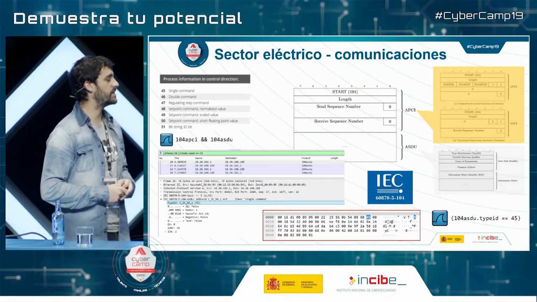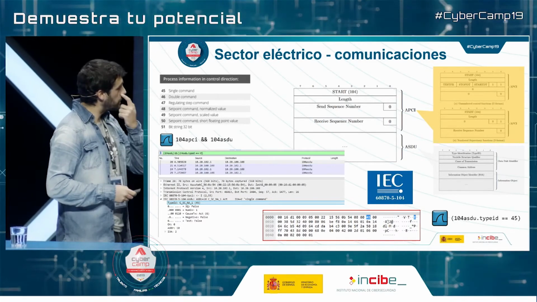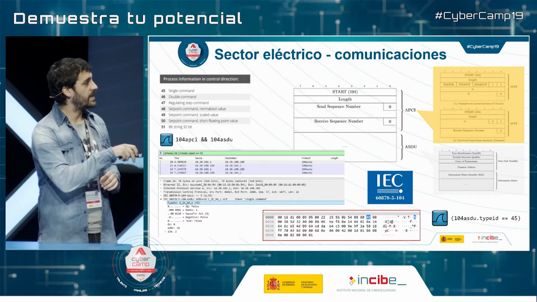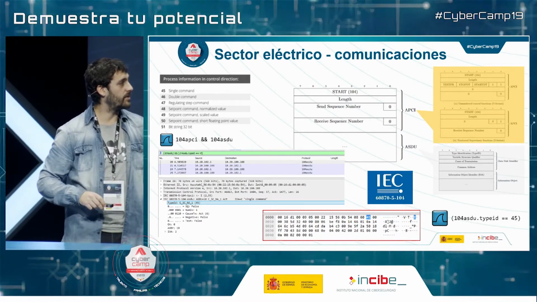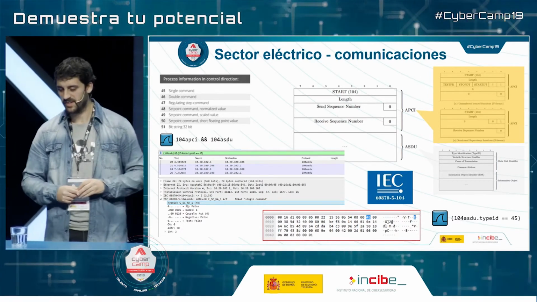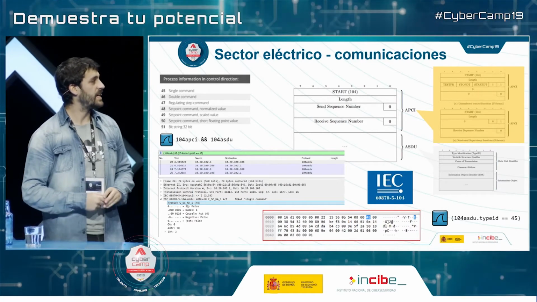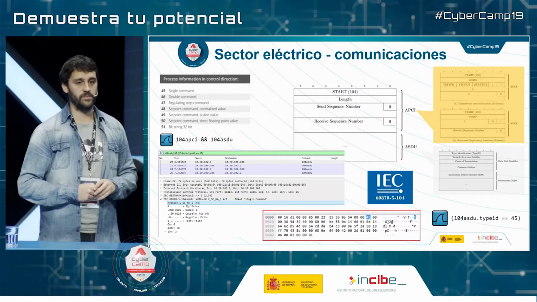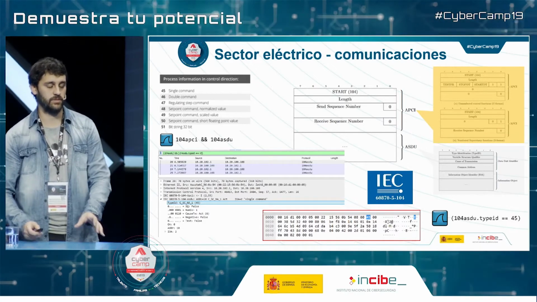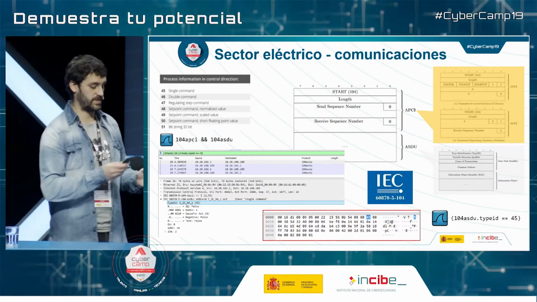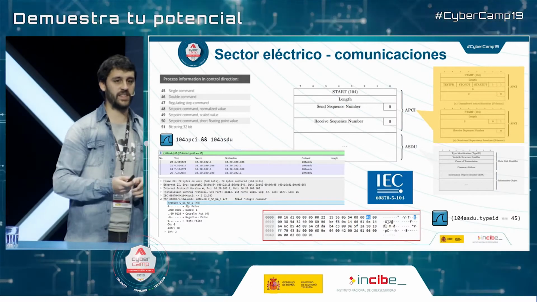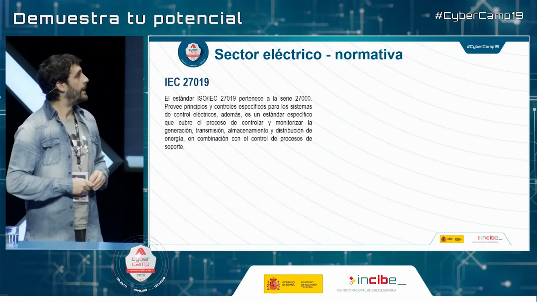Here there are some filters, and some of them can let us detect some attacks with some tools, such as this one: 104 ASDU type ID equal 45. This enables you to detect single commands. So if I detect a command, I can open a switch so I can let the electric current pass. In some devices, this means supplying energy to a whole city or not.